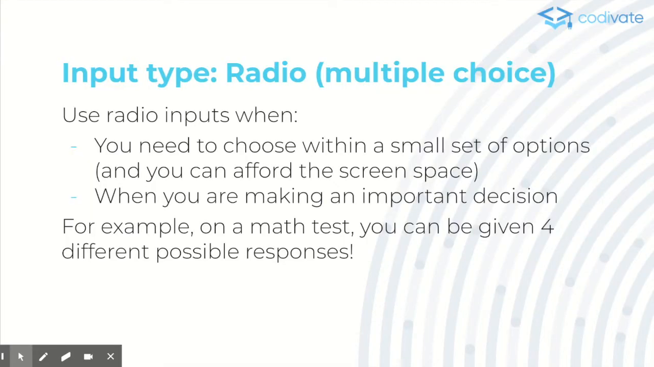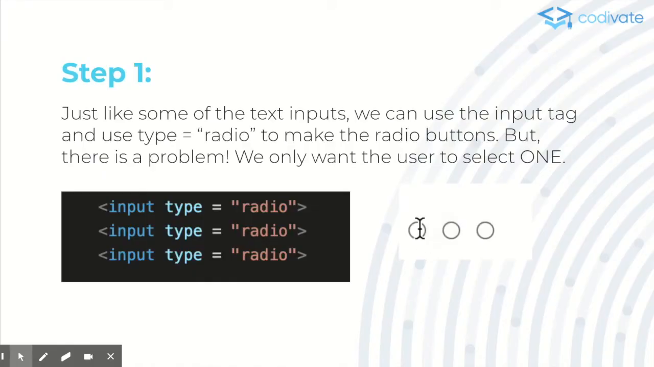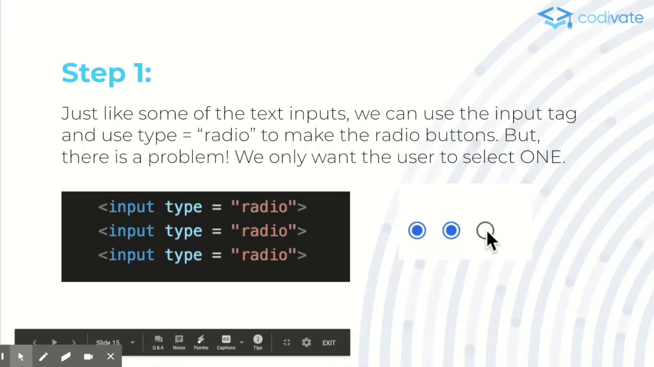So, input type radio. You use radio inputs when you need to choose within a set of options, you can afford the screen space, and when you're making important decisions. For example, on a math test, you can be given 4 different multiple choice responses. Radio inputs are the same thing as multiple choice, and that's when you would use them. Just like text inputs, we can use the input tag and use type equals radio to make the radio buttons.